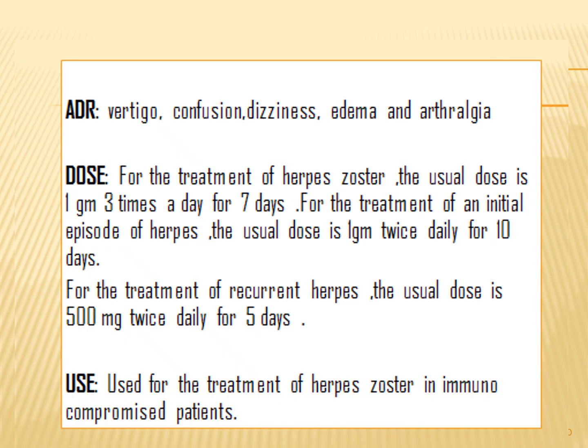Then ADR: vertigo, confusion, dizziness, edema, and arthralgia. Its dose for the treatment of herpes zoster, the usual dose is 1 gram 3 times a day for 7 days. For the treatment of an initial episode of genital herpes, the usual dose is 1 gram twice daily for 10 days. And for the treatment of recurrent herpes, the usual dose is 500 mg twice daily for 5 days. Uses: used for the treatment of herpes zoster in immunocompromised patients.